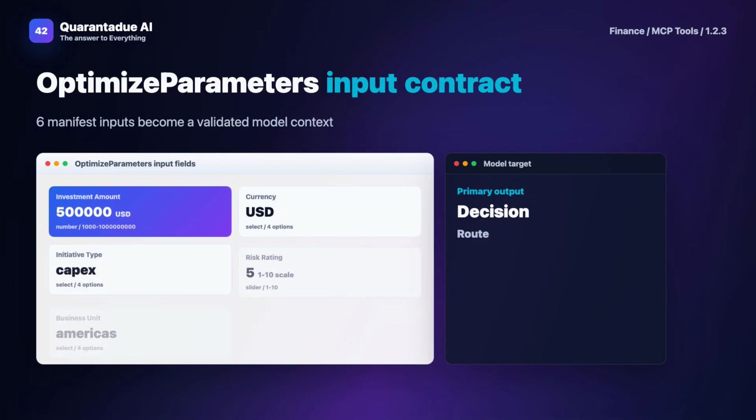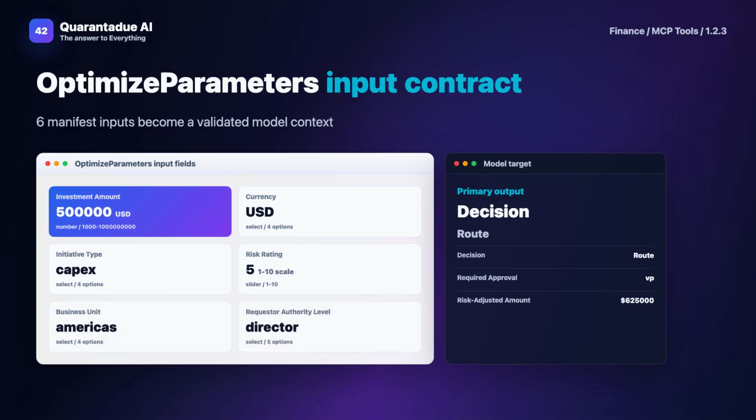The workflow then applies: determine the minimum approval authority level required based on investment amount, risk rating, and initiative type, applying organizational policy thresholds; compare the requester's authority level against the required approval threshold to determine the final decision: approve, route to higher authority, or deny.